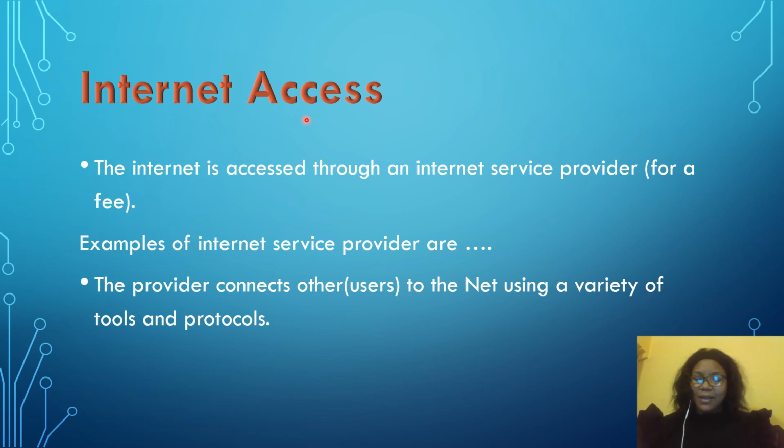Internet access. How do we gain internet access? Internet is accessed through an internet service provider for a fee. Some examples of internet service providers are Cable Bahamas, Alive, BTC. The provider connects other users to the net using a variety of tools and protocols.